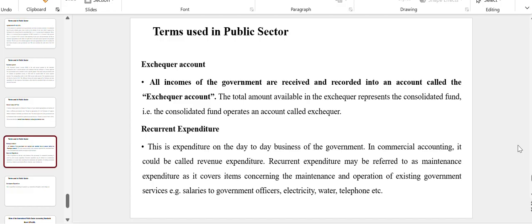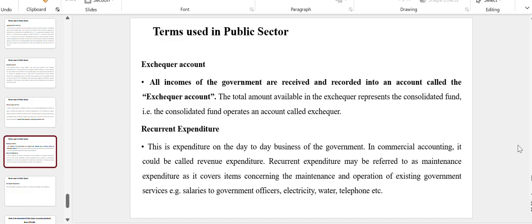Bills include salaries to government employees, electricity, water, telephone, name all types of bills that are incurred by the government, bills that help to maintain the operations of the governmental unit. Are you together? Breakfast, allowances, travel allowances, and so on and so on. So this is what we call recurrent expenditure.